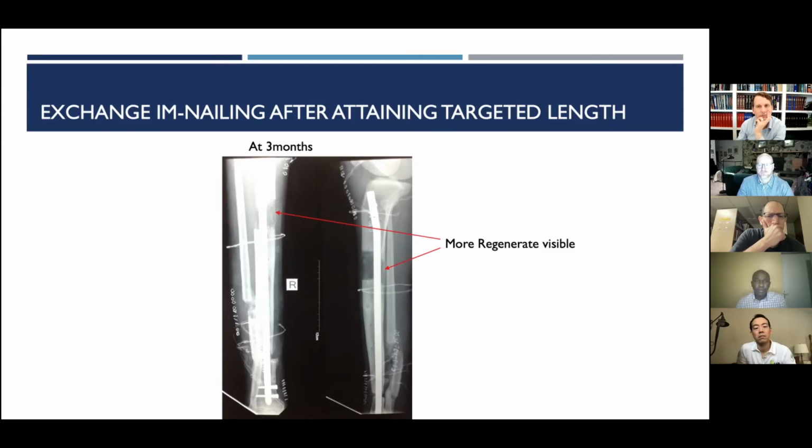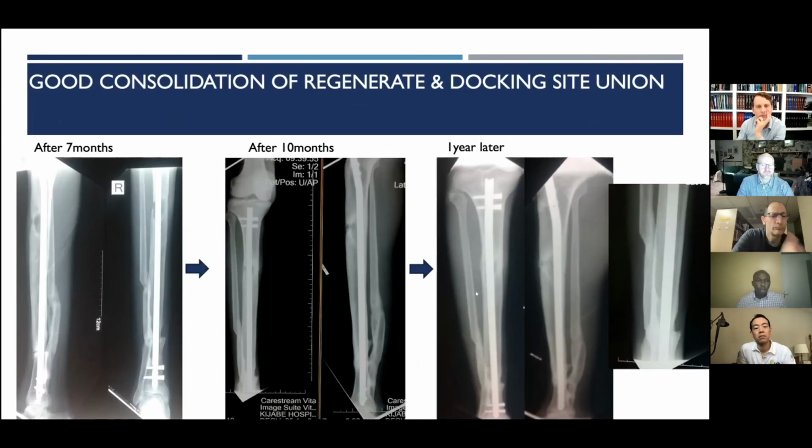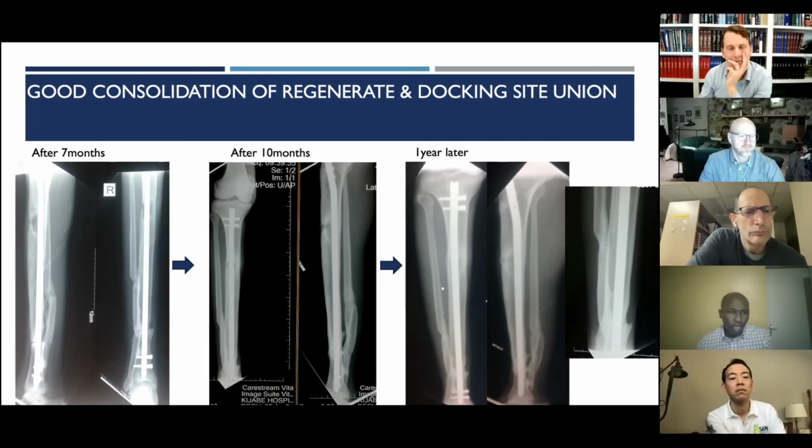And so we followed him up. We were lucky to have him quite compliant. As you can see initially, as Dr. Ken Thomas had pointed out, you can have docking site problems. So we kept a close eye on him and followed him up closely. Good enough, our reaming during the exchange nailing helped us. And as you look at the docking site, it has progressively healed, and there's good consolidation of the regenerate.